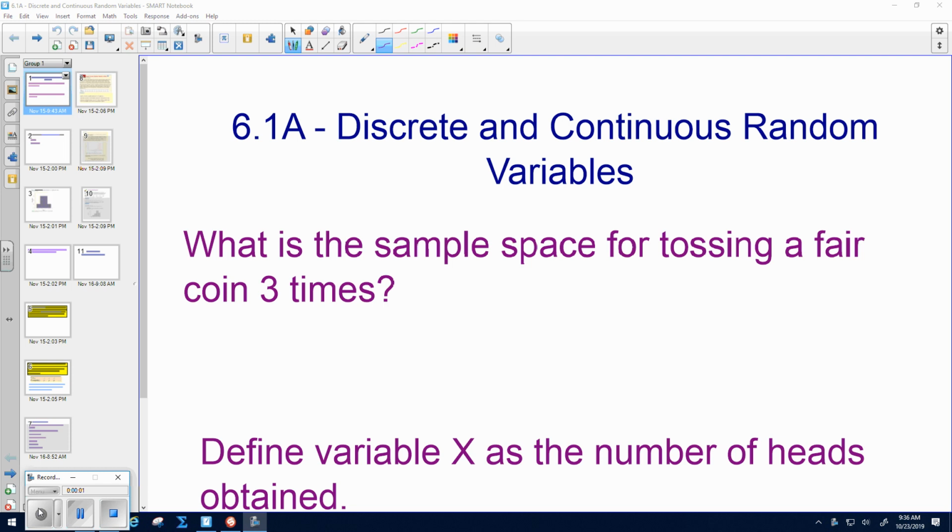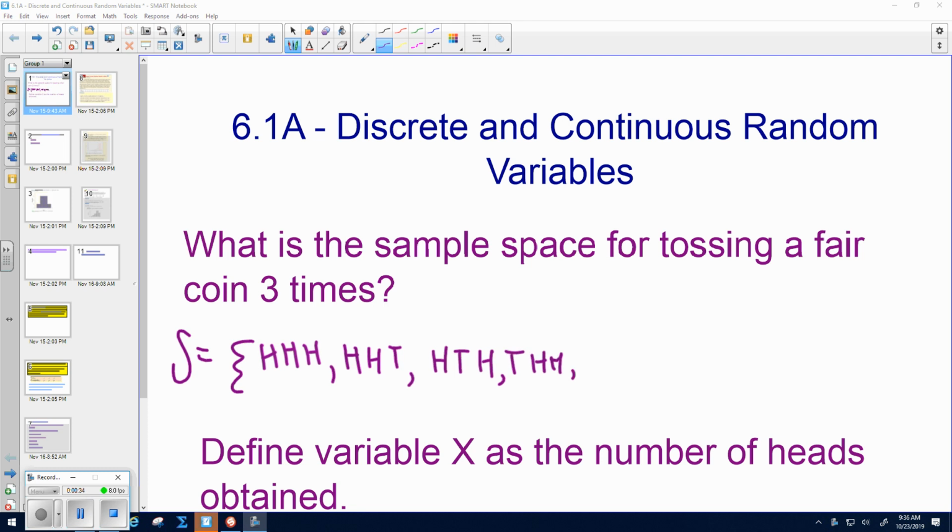What is the sample space for tossing a fair coin 3 times? So sample space is listing all your possible outcomes. You do a capital S, and you just list them in a row. For example, we could get heads, heads, and heads. We could also get 2 heads and a tails, and we could get it in this order: heads, heads, tails. Heads, tails, heads. Tails, heads, heads.